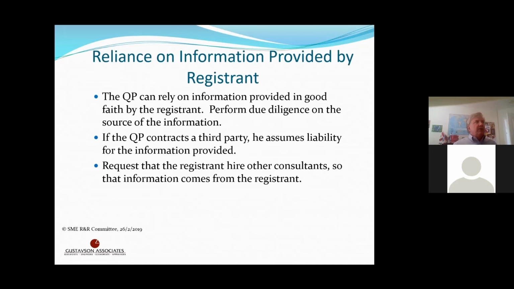I mentioned earlier, reliance on information provided by the registrant. If it comes from the registrant, the QP can rely on it. The QP should try to avoid contracting a third party and acquiring the liability for that information, and should work with the registrant to hire any other consultants.